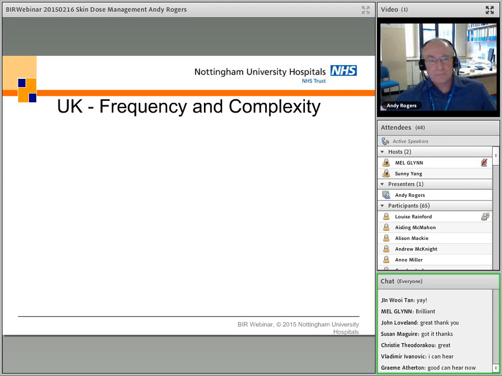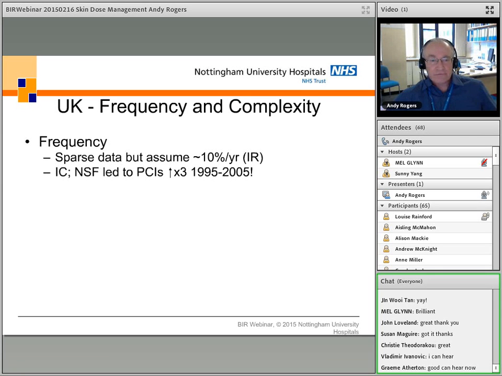If we just get some context now about the frequency and complexity of examinations. I haven't got access to all the recent data, but an assumption that things are going up roughly 10% per year for interventional radiology isn't far wide of the mark. The RCR's just put out a call for more radiologists, a policy document where they quote figures like this. So about 10% per year. In interventional cardiology, we had the massive increase with the National Service Frameworks. That actually led to a 3-fold increase in PCIs in the decade that I've shown, sort of late 90s, early, what do we say, noughties?